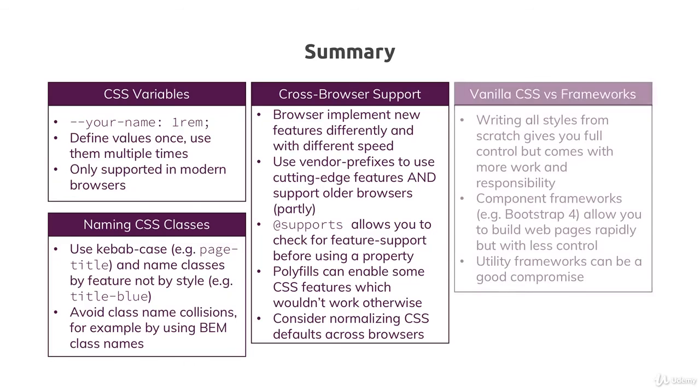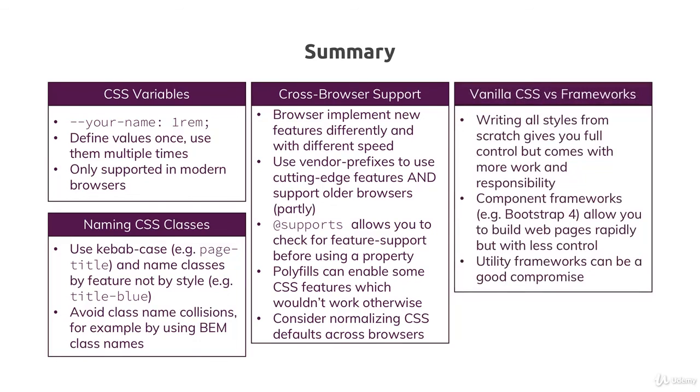And last but not least, there is the choice of writing vanilla CSS code versus picking a framework like Bootstrap. If you write all the styles from scratch, you got full control, but you also got the entire work and responsibility. If you use a component framework like Bootstrap, you can build web pages much faster, but you might include code which you don't really need, hence you bloat the size of your web page, and of course, you also have less control over the code. Utility frameworks like Tailwind CSS can be a nice compromise, since they give you some utilities you can use, but don't do much else. So there you still write your styles on your own, you just got some, well, utility features to help you. And that's it for this module.